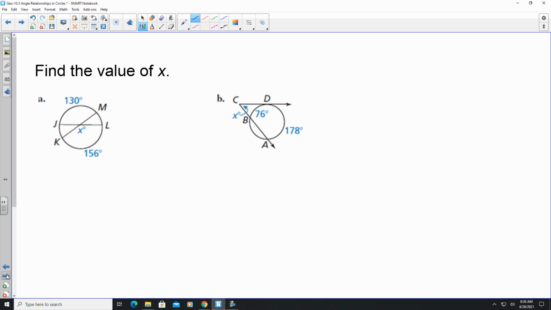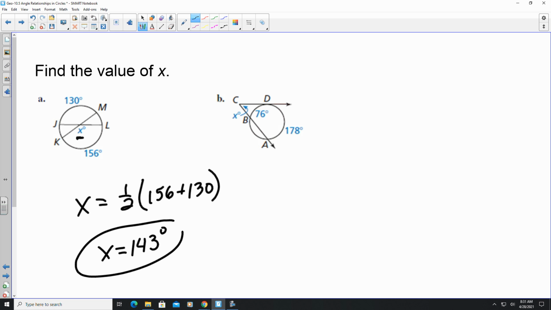All right, so looking at this, we're trying to find the value for x. For example A, since the intersection is inside, x is simply going to be equal to half of the sum of those two arc measures. So it's going to be 156 plus 130. Add those together, times 1/2. X is going to be 143 degrees.